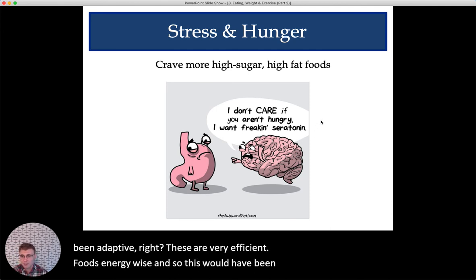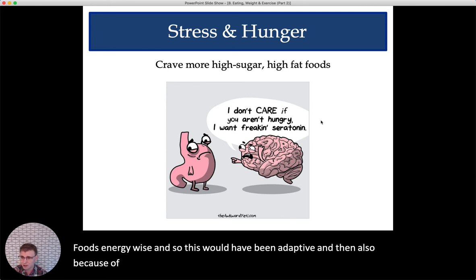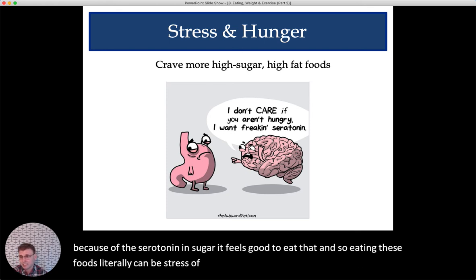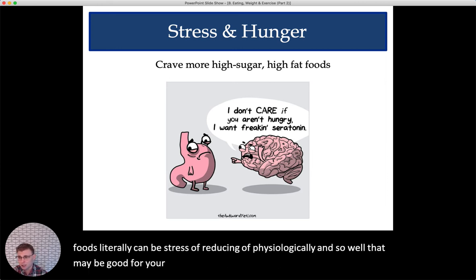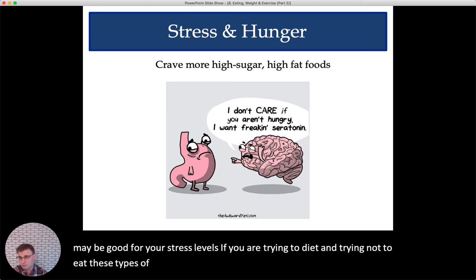And then also, because of the serotonin in sugar, it feels good to eat that. And so eating these foods literally can be stress reducing physiologically. And so while that may be good for your stress levels, if you are trying to diet and trying not to eat these types of foods, stress can make it more difficult to do so.